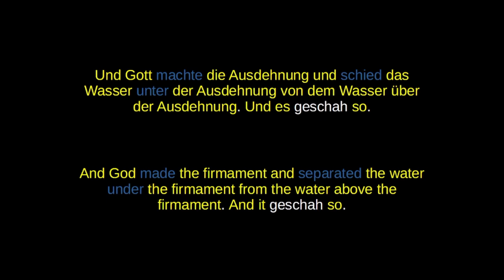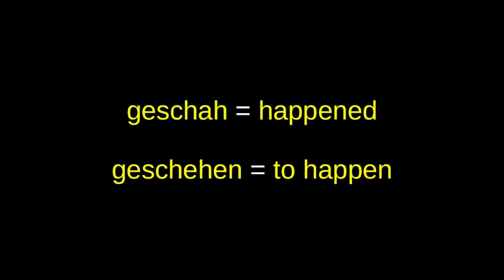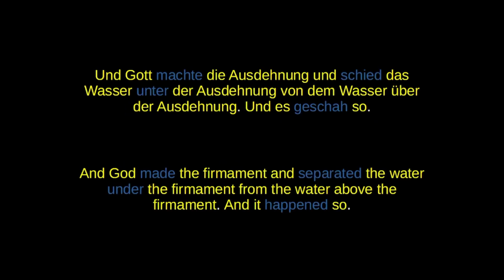The last word that remains is geschah. Geschah is the past tense of geschehen, which means to happen. So, geschah means happened. It happened. Now let's look at the verse again. As you can see, we now deciphered all the words that occur in it, and you should be able to translate the verse by yourself.